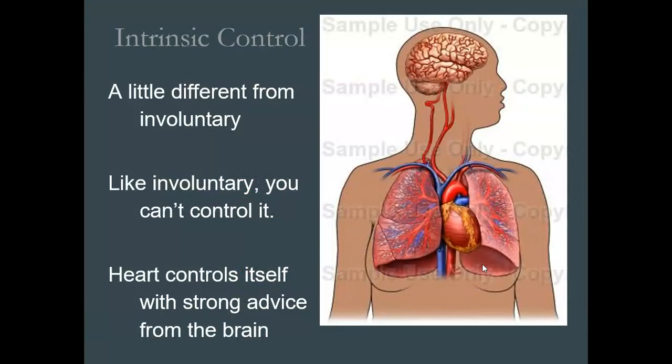All right. So just to kind of reiterate what we were talking about here. Intrinsic control, it's a little different from involuntary. It's very similar. A lot of people mess this up. You can't control it, so they both have that in common. But the difference is intrinsic controls itself with advice from the brain. So the brain's kind of like, hey, if you could just go ahead and beat a little faster, that would be great. And the heart's like, yeah, okay, whatever. But if you don't get that input, the heart just maintains its own heartbeat, which is kind of wild. So it's kind of like, your parents might suggest that you do things. They might try to control your life, but really you control yourself. So you are intrinsic. You control yourself with advice from other people.